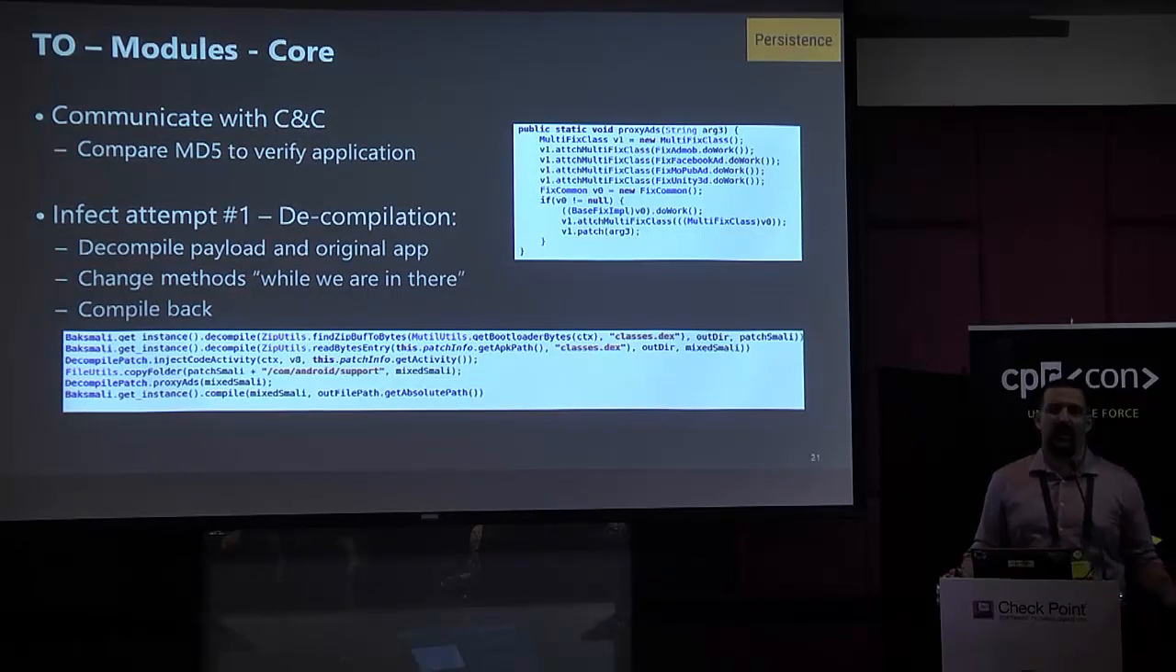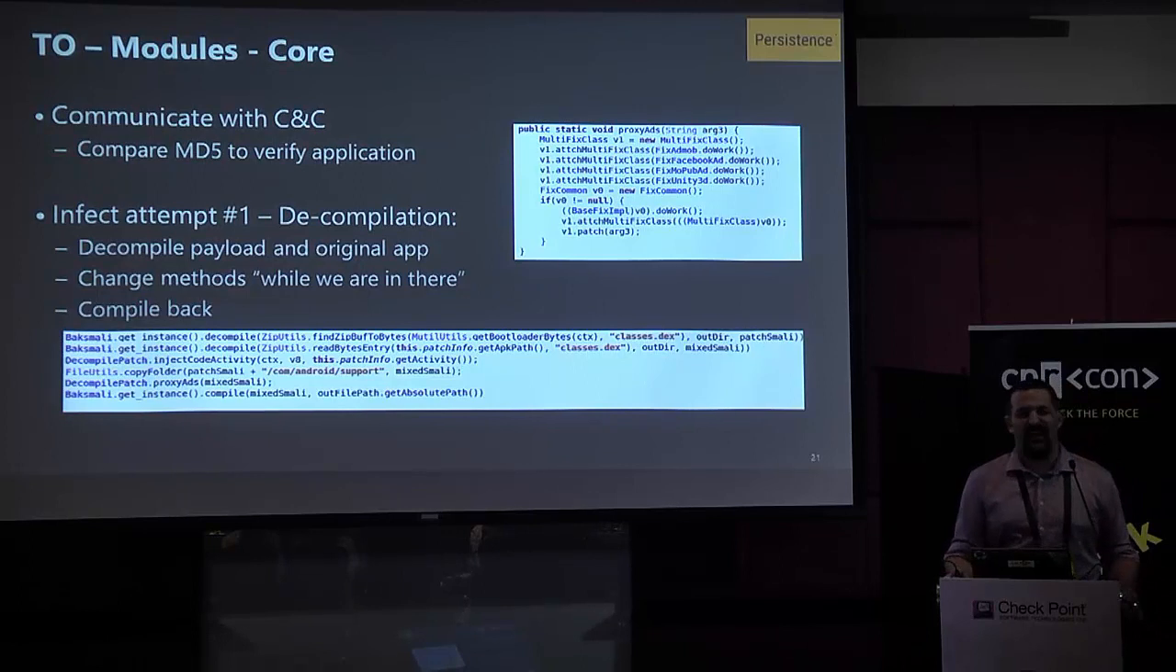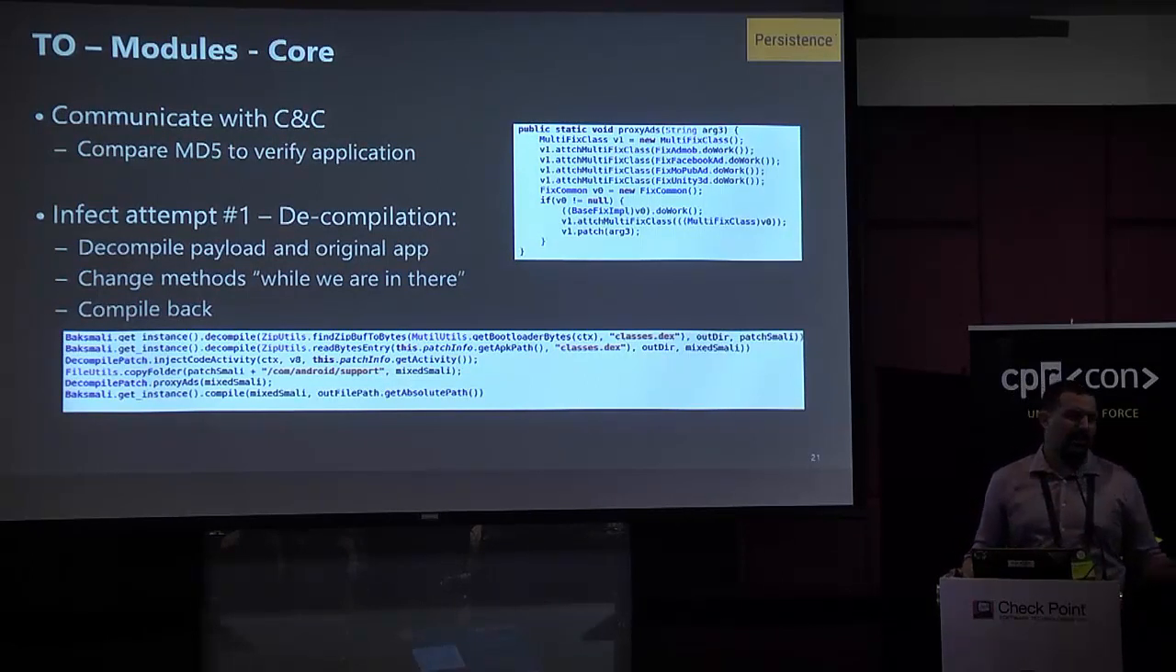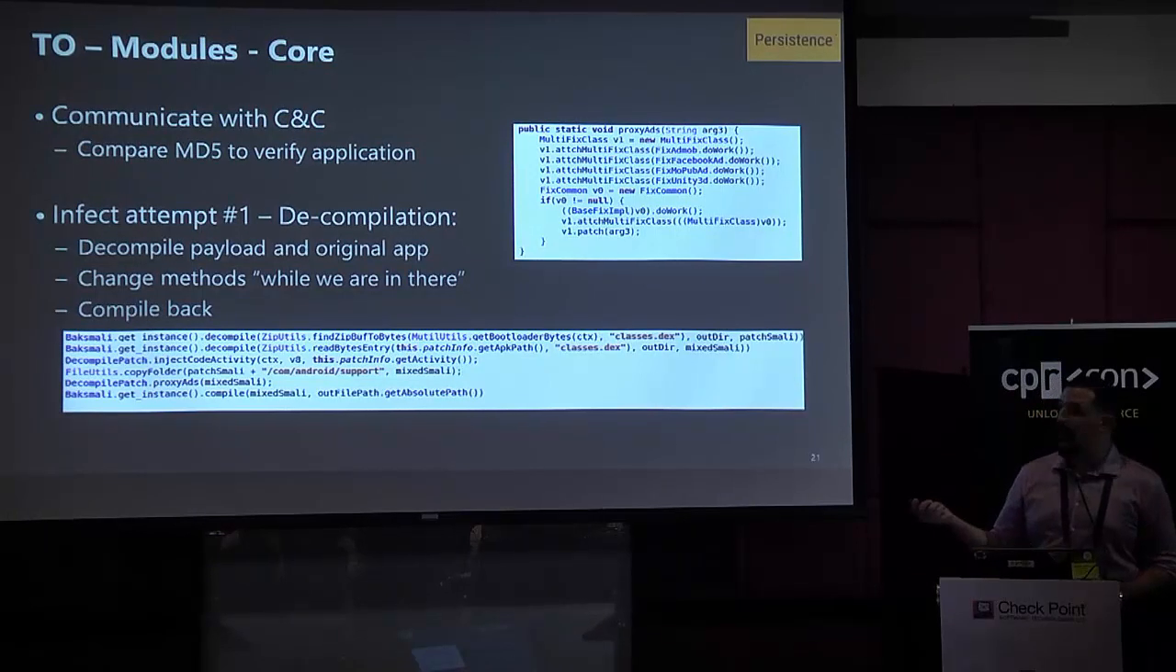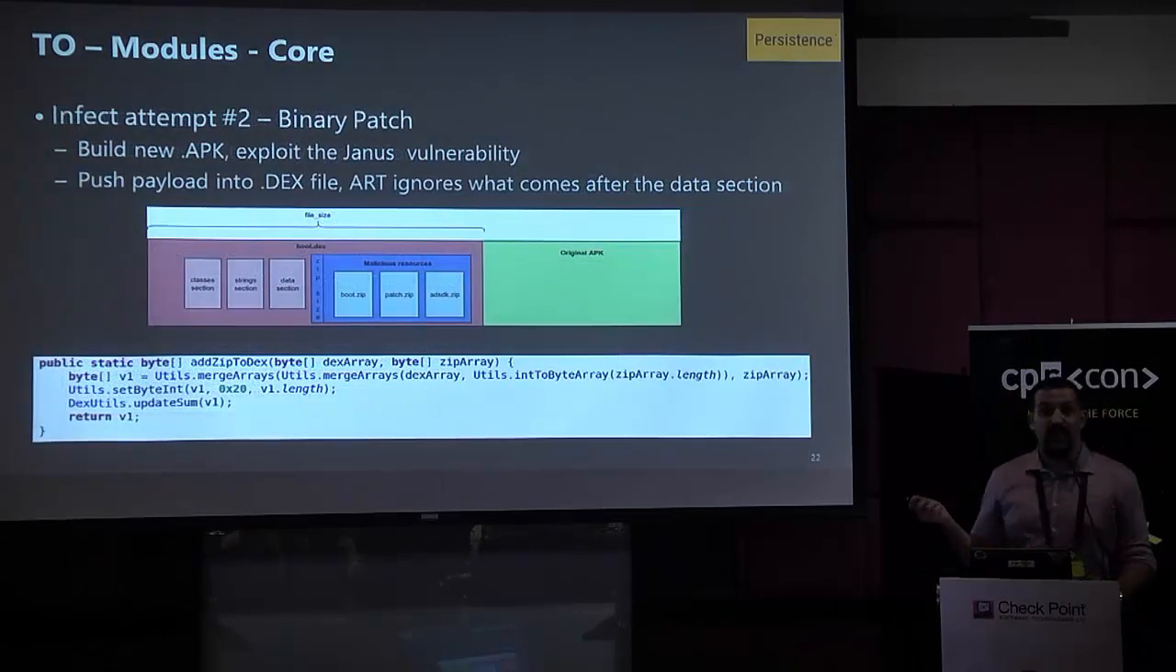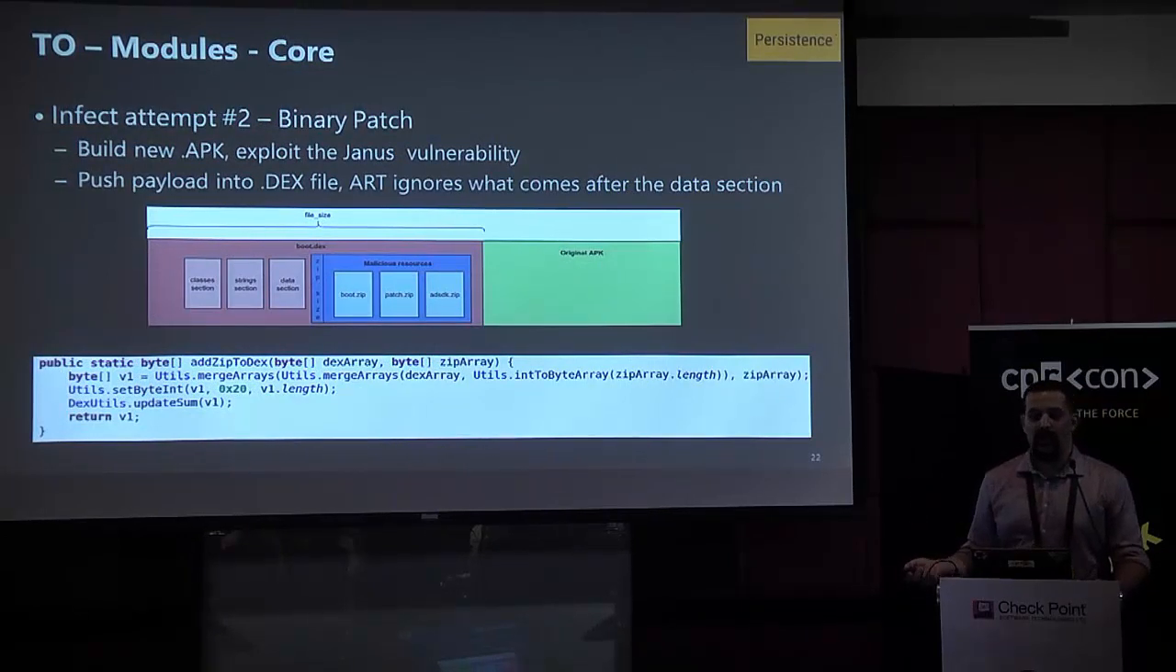But not every application can be decompiled on the device. Not every application is Java-based, and decompilation can be a failure. So we have a backup. Let's go to the second attempt, which is the binary patch. Let's build a new APK that exploits the Janus vulnerability. That's already the second vulnerability that we use in this campaign.